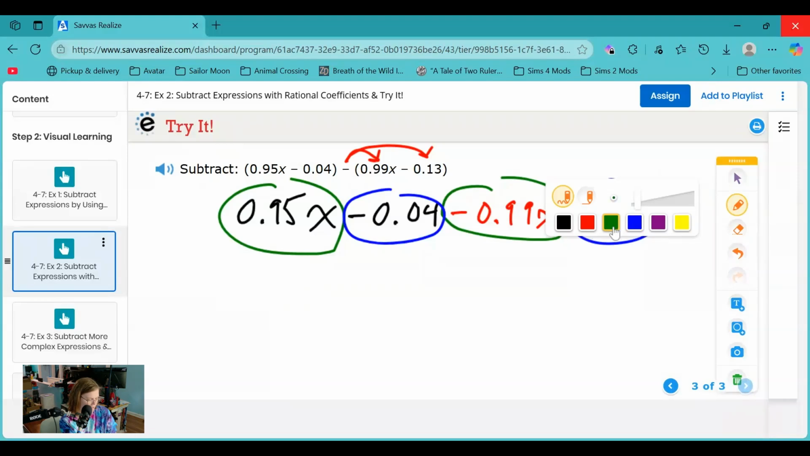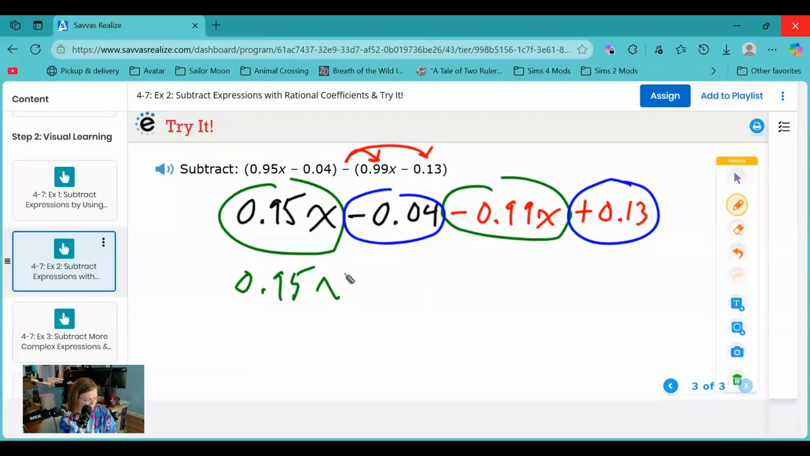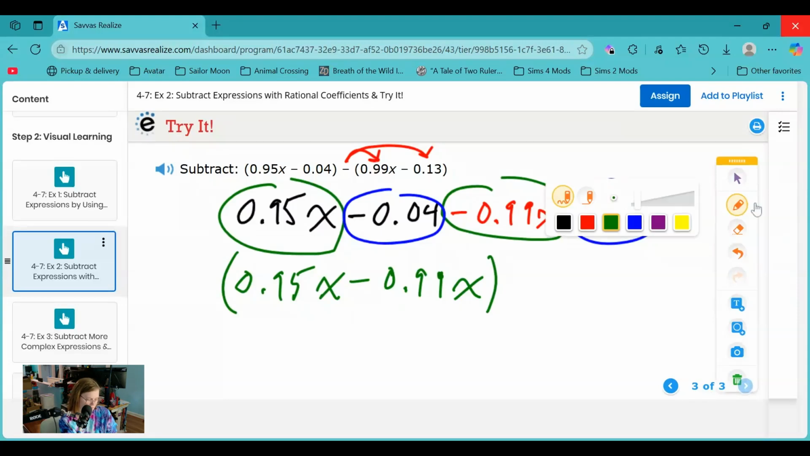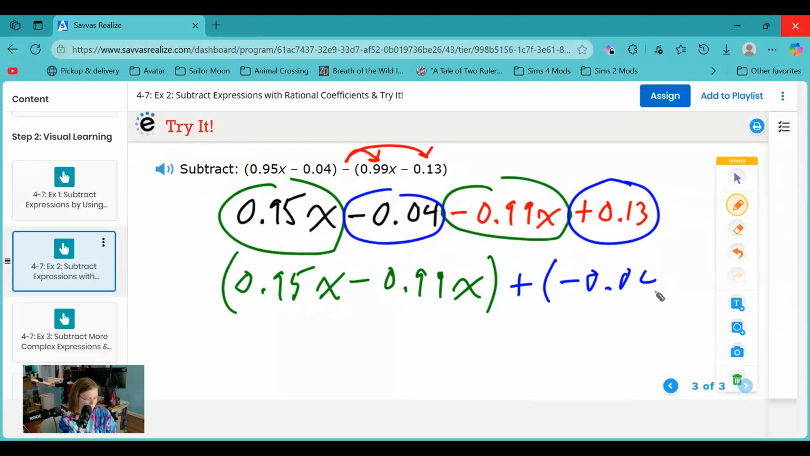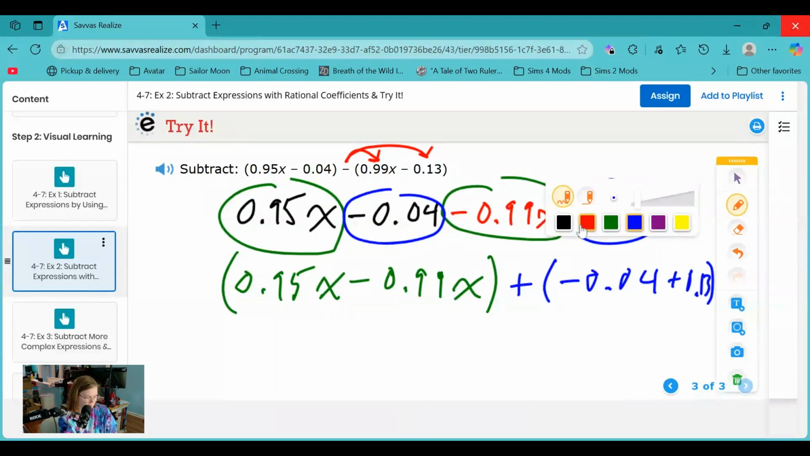So I'm going to rewrite my expression again. 0.95x minus 0.99x. You can put those in parentheses. Plus negative 0.04 plus 0.13. I'm kind of running out of room there. Okay. So now I can combine my like terms. I'm going to use a calculator just to make sure I don't mess it up.